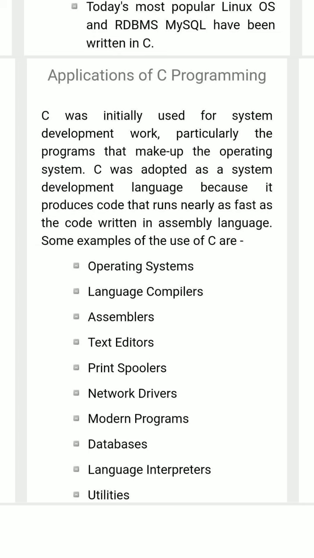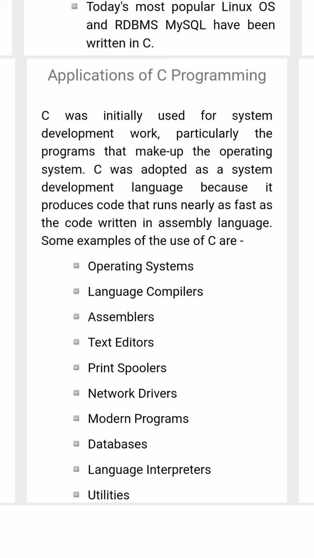C was adapted as a system development language because it produced code that runs nearly as fast as code written in assembly language. Some examples of uses of the C language: it is used to create operating systems, language compilers, assemblers, text editors, and printer spoolers. A printer spooler is code that starts the printing process in a printer, so you can use it to start the printer.